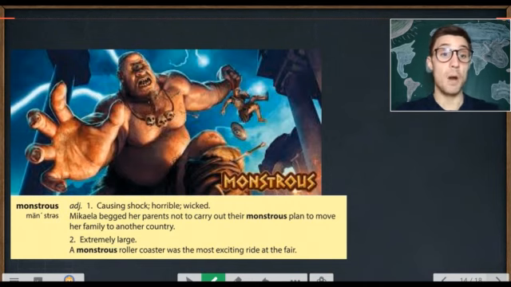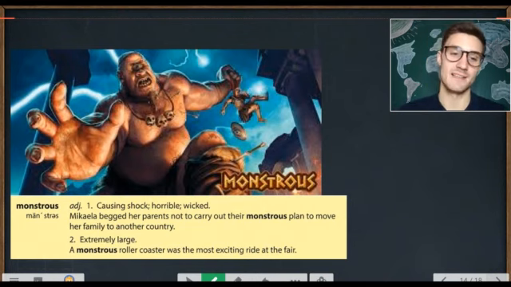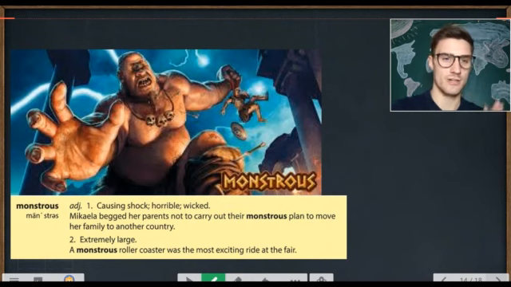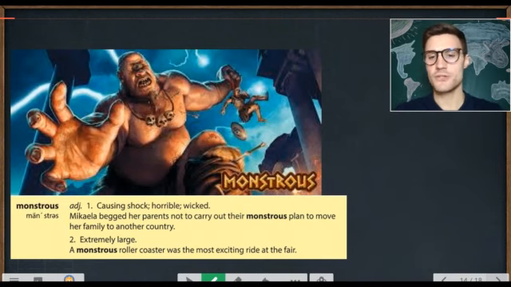Next up, it's monstrous. Monstrous has two adjective meanings. First, monstrous can be used as a word to describe a noun which is causing shock, horrible, wicked. So it's something that causes shock, it's horrible, it's wicked, it's monstrous. Michaela begged her parents not to carry out their monstrous plan to move her family to another country. Causing shock, right? It's a monstrous plan.